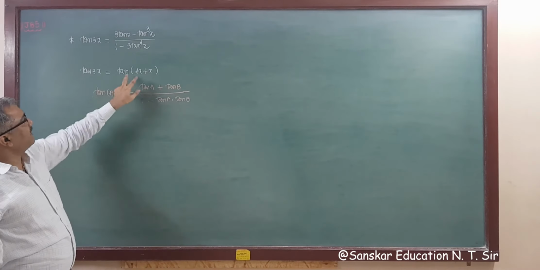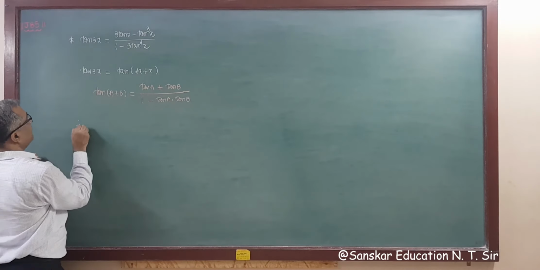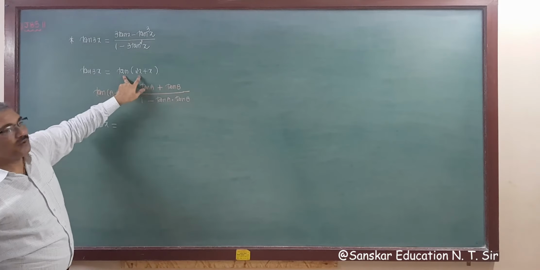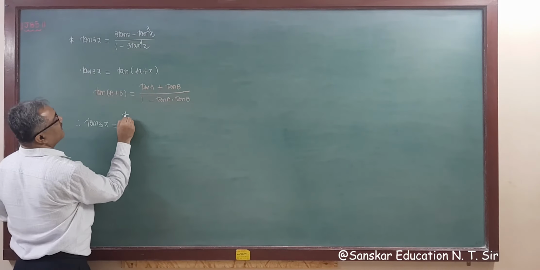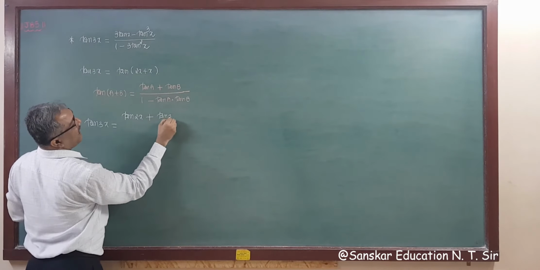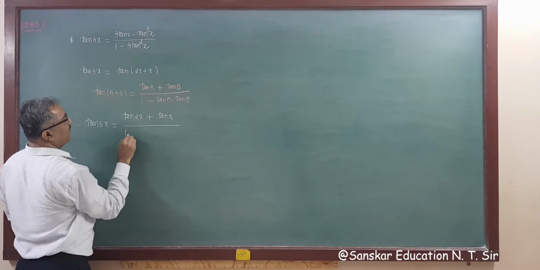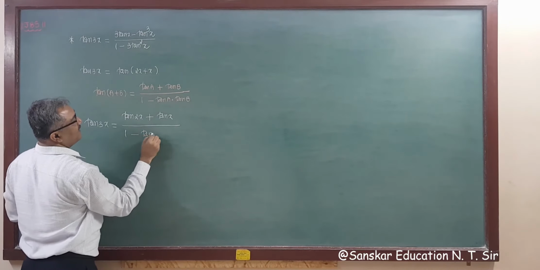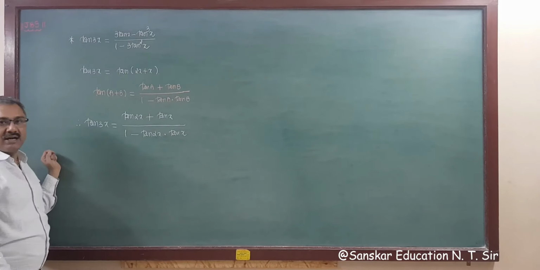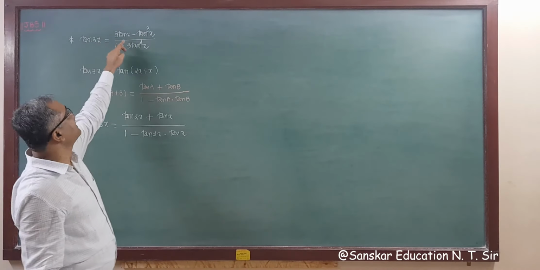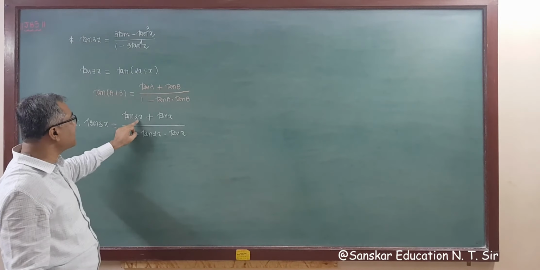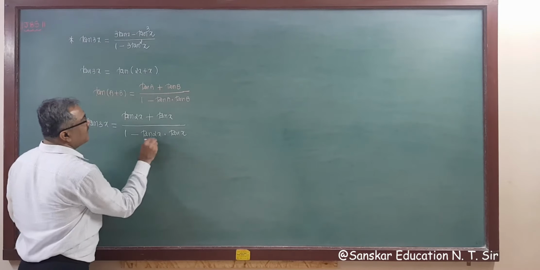So applying this formula here, what do we get? Tan 3x is tan 2x plus tan x, that is our b, upon 1 minus tan a, that is tan 2x, into tan x. So this is your answer. But we don't require this. We require the answer in terms of x only. Instead of x, here is 2x, and again here is 2x.